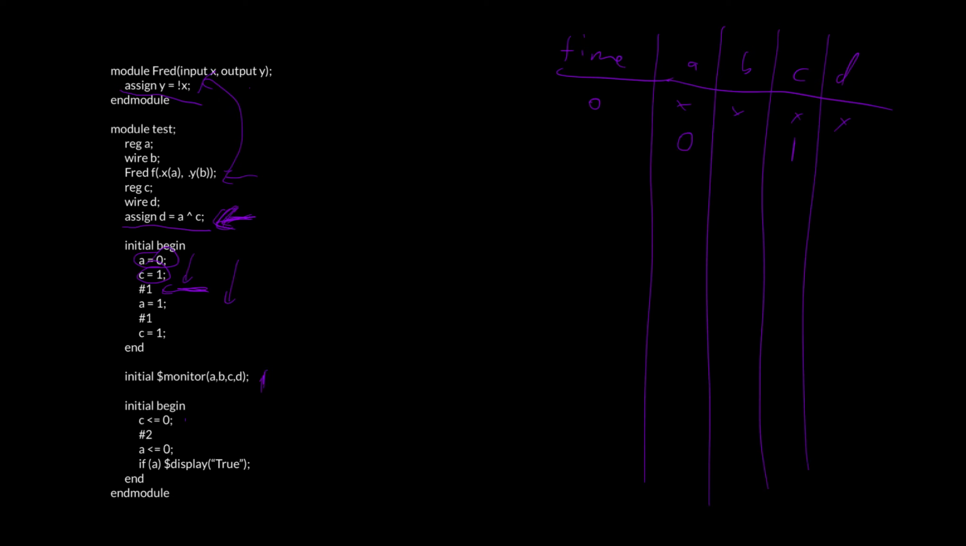This sets up a monitor statement, and the monitor statement has its own special event queue that guarantees that it will be the last thing that happens at the end of each simulation time. So we're just going to remember that at the end of every simulation time, if any of A, B, C or D have changed, we need to print out the numbers A, B, C and D.